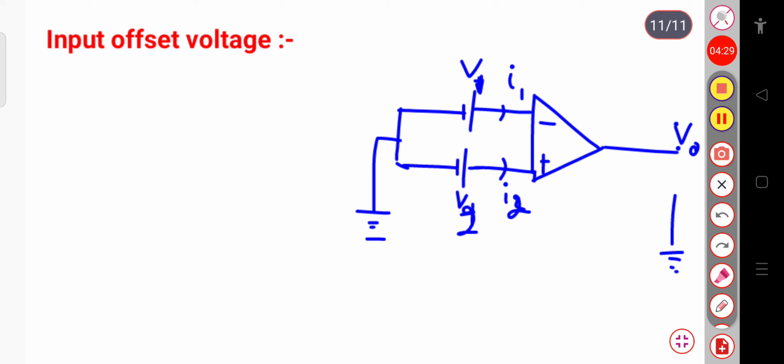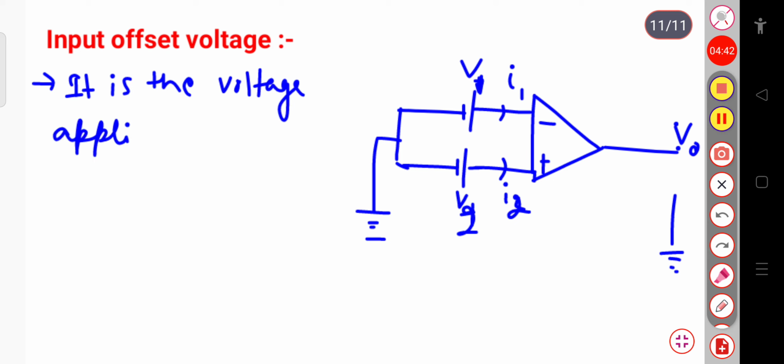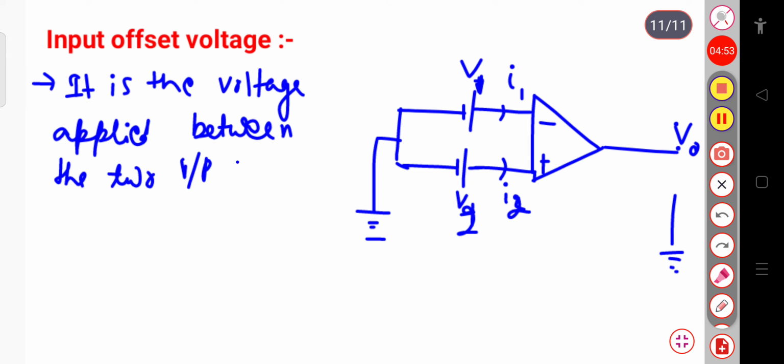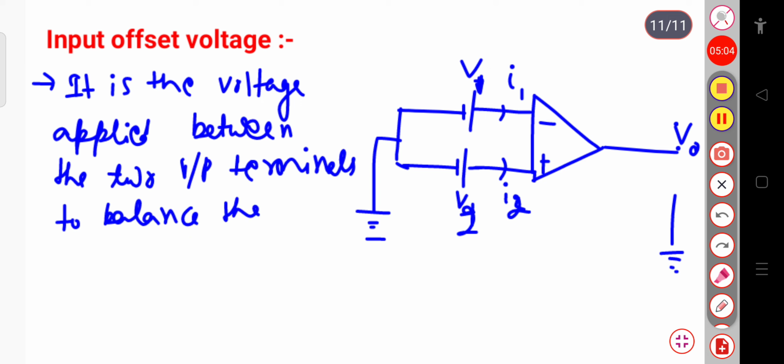So here what is input offset voltage? It is the voltage applied between the two input terminals, means inverting and non-inverting, between the two input terminals to balance the output offset voltage of the op amp.